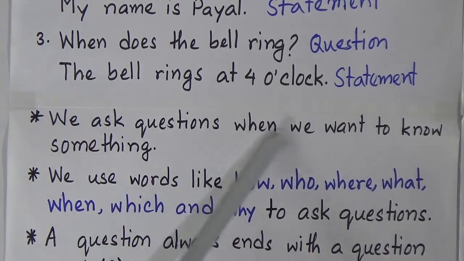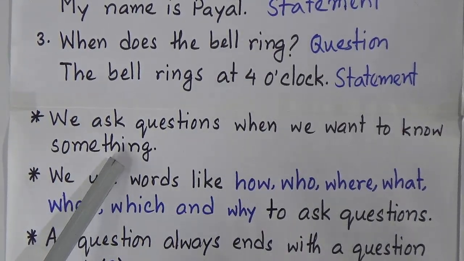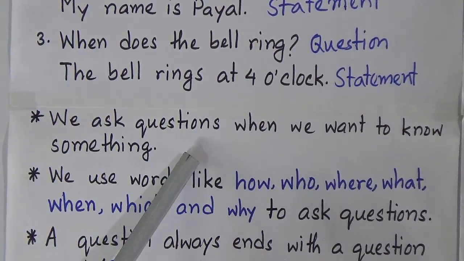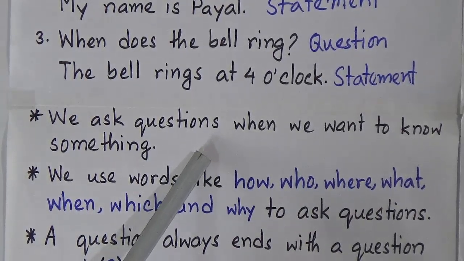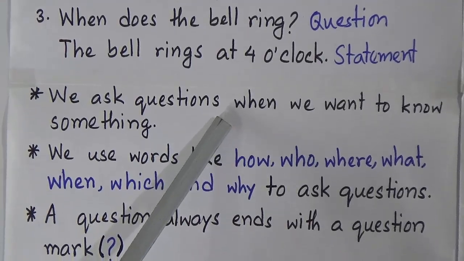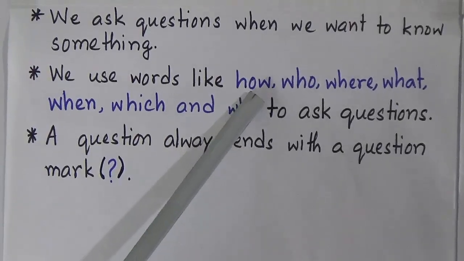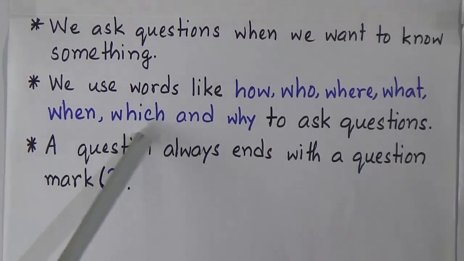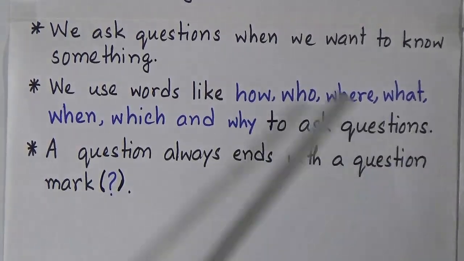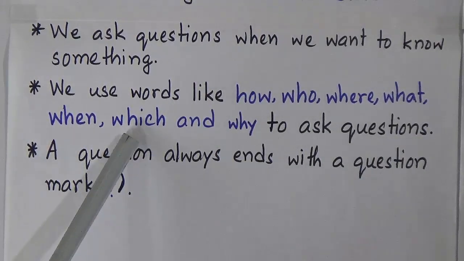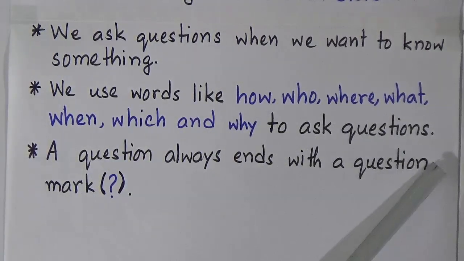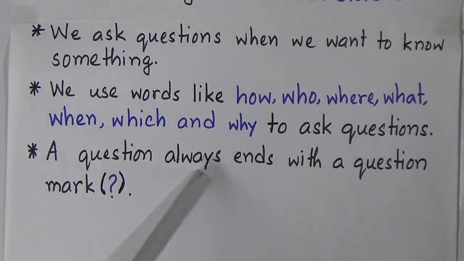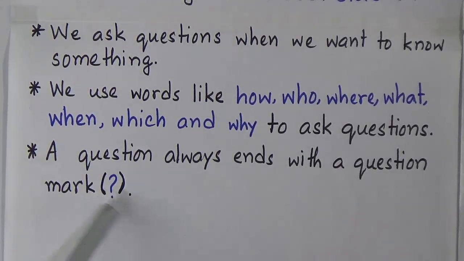So what is a question? We ask questions when we want to know about something. When we are curious about something, we ask questions. And we use words like how, who, where, what, when, which, and why to ask questions. And very important, a question always ends with a question mark. You must give a question mark at the end of a sentence.